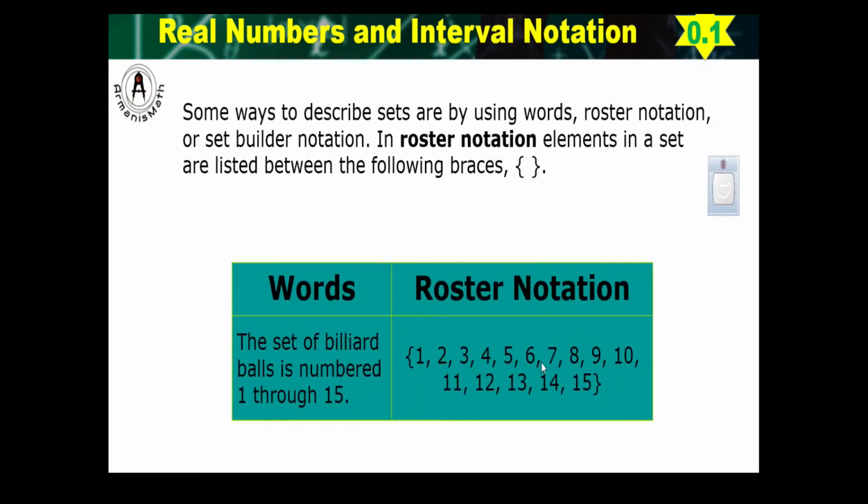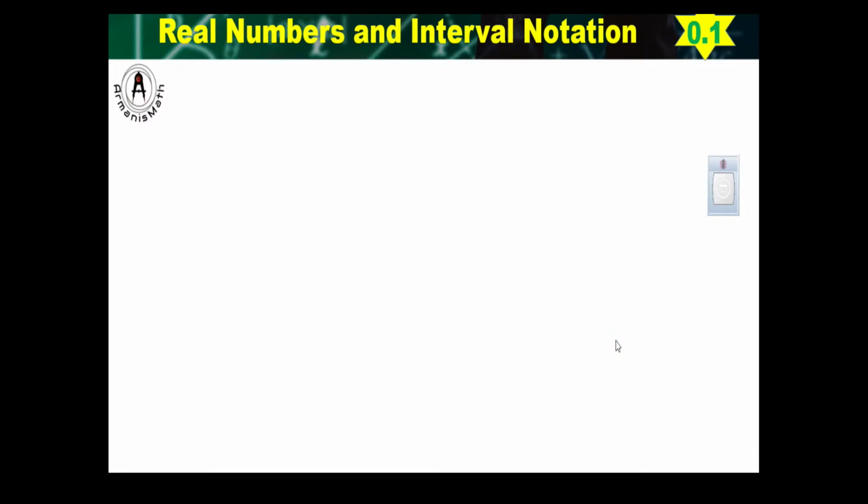Here's an example of a roster notation. The set of billiard balls numbered 1 through 15. You've got to list all of them: 1, 2, 3, all the way through 15, because you're using roster notation.